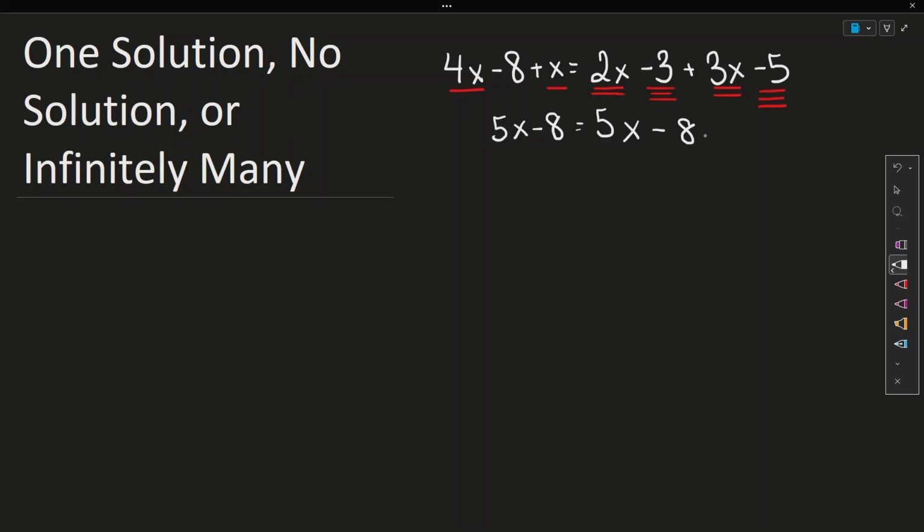Both sides are exactly the same expression. If we try to subtract 5x from both sides, what we end up with is -8 is equal to -8. This is always true. So this equation actually has infinitely many solutions. Every single value of x makes this equation true.